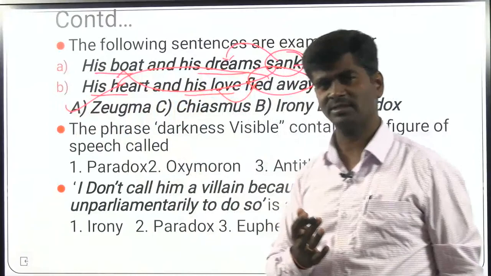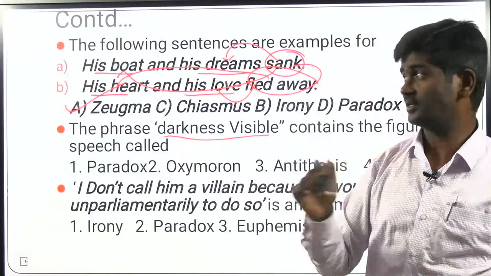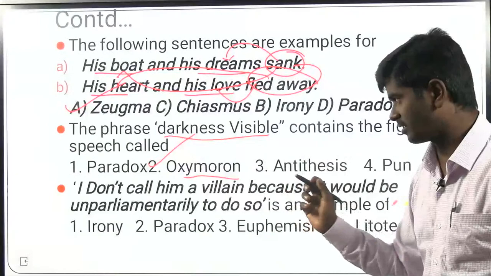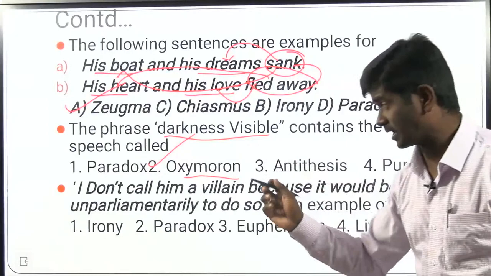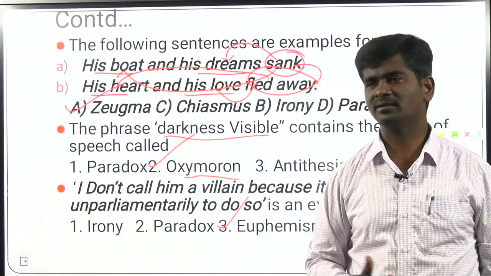See, my friends, the phrase darkness visible. Darkness cannot be visible. So darkness is the opposite of visible, and visible is the opposite of darkness. Using two contradictory words together, you can say oxymoron. I don't call him a villain because it would be unparliamentary to do so. Best example, again, of euphemism: talking about something which is not acceptable in an acceptable manner. You can see, my friends. So this is the discussion.